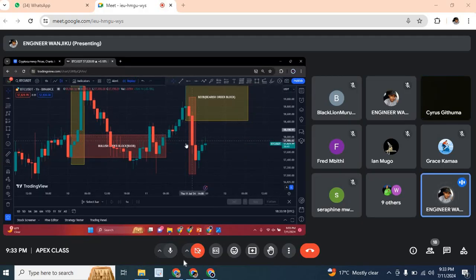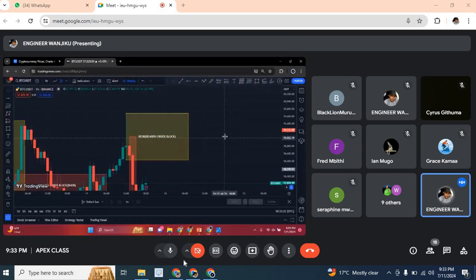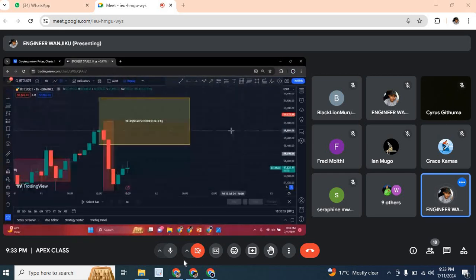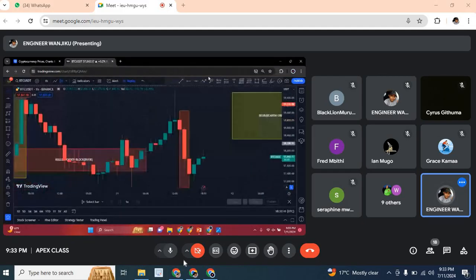Okay, let me just do it. Let me use this one that is here. We have this bearish order block right here. Remember you've mapped it out using a rectangle. Let me move this rectangle so that you can see the order block itself. So this is the order block. It runs from this price, from 59 up here. Let me draw a line so that you can see.